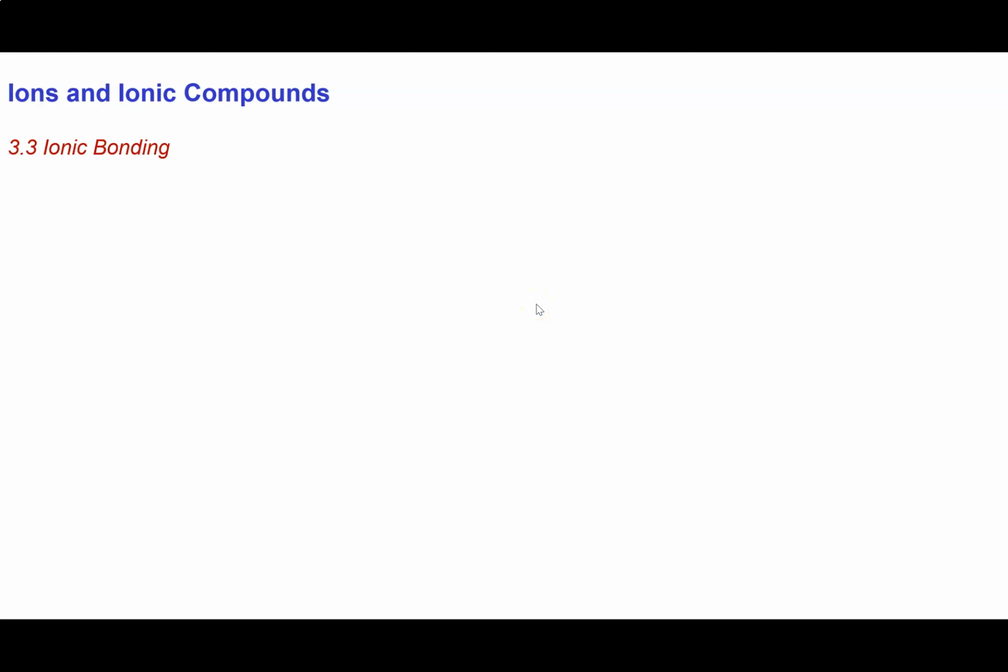So now we're getting to the business end of chapter 3, and what we're going to look at now is the process by which bonds form within ionic compounds. This type of bonding is called ionic bonding. It's the bonding that exists between positive and negative ions in ionic compounds.